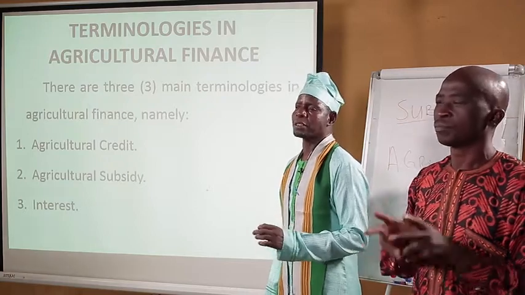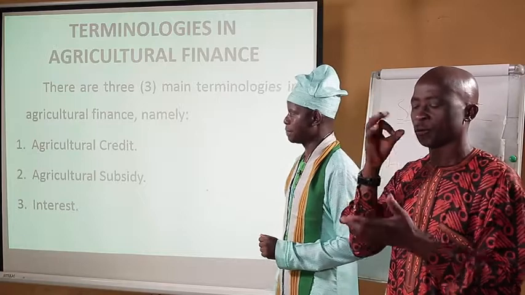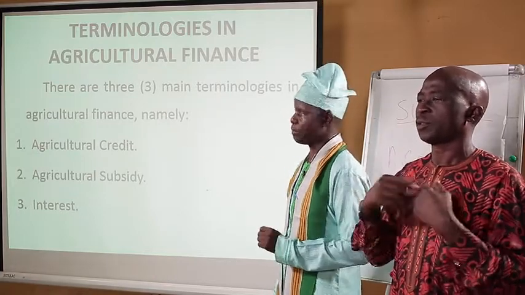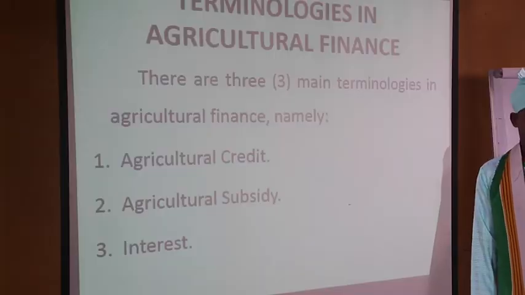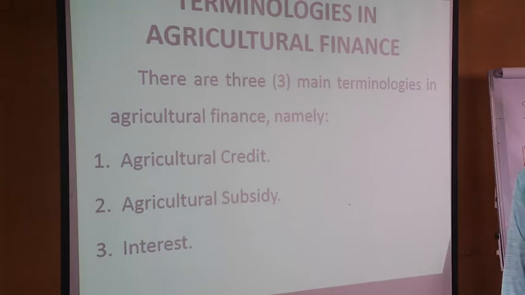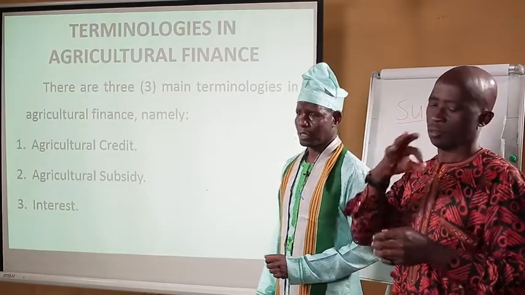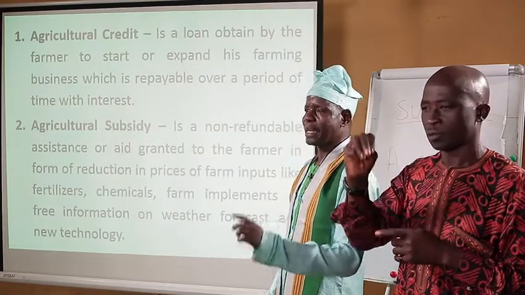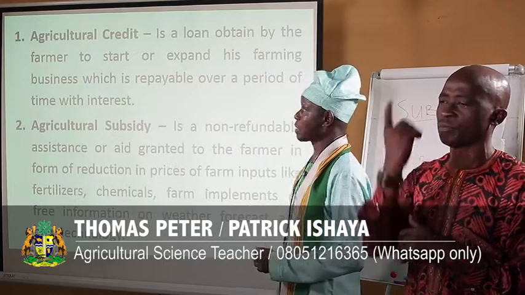Very important terminologies are found in agricultural finance, and we have 3 of them. 1, we have agricultural credits. 2, we also have agricultural subsidy. And lastly, interest. So we shall see them one after the other. The first one is agricultural credit.